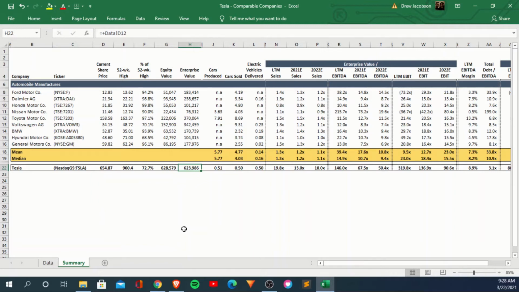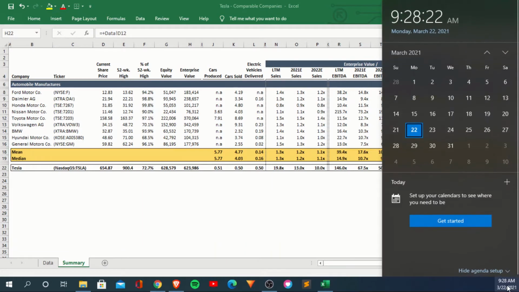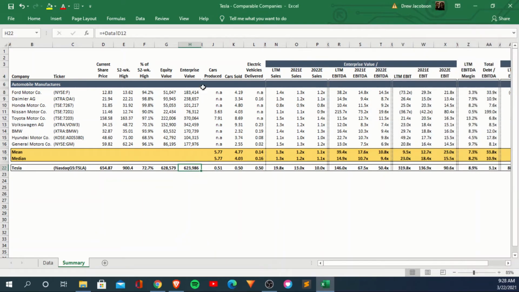I pulled this data together over the weekend, so this would have been as of the 19th. Obviously some of these may have changed slightly. And then if you look at percent of 52-week high, most of the auto manufacturers are actually trading pretty close to the top, except for Hyundai and Volkswagen, and then obviously Tesla. But a lot of the other ones are towards the higher end of the 52-week high here. And then, I'll touch on this last. I'll come back to this part.